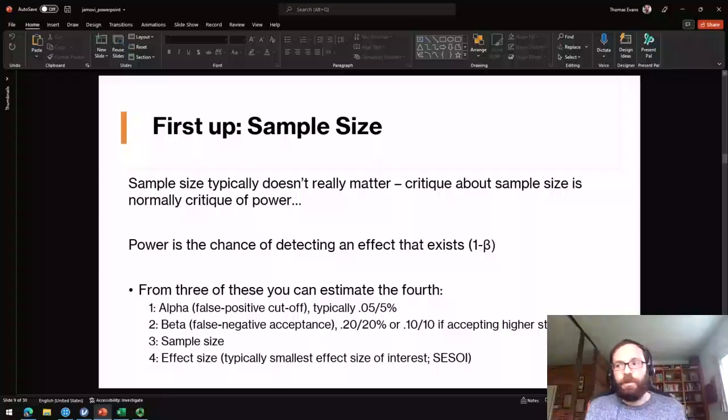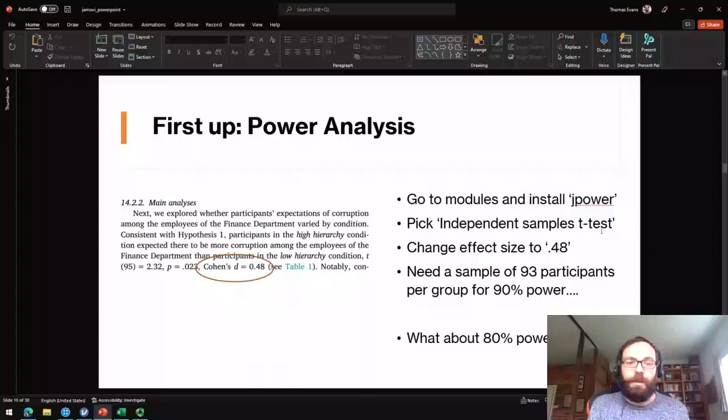And we need to know our effect size. Typically, we target what's known as the SESOI, which is our smallest effect size of interest. So in essence, we want to find the smallest effect we can in the previous literature and then power ourselves so that regardless, if the effect is small, we'll have sufficient power to be able to detect it. So we always pick the smallest effect size we can. So this is what we're going to do through Jamovi. This is the first thing we're going to try and attempt to do.